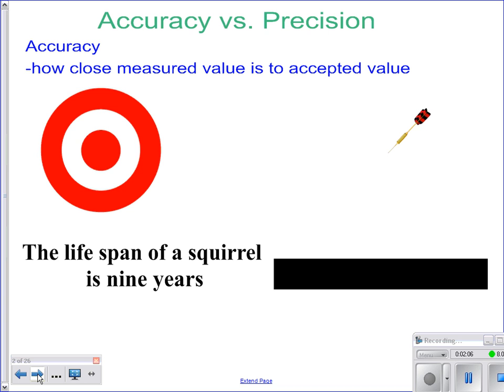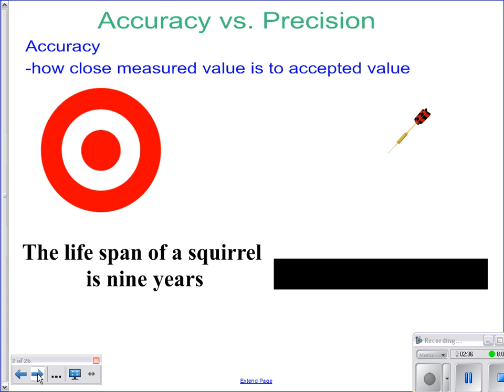Then we want to look into some definitions. When we're looking at numbers, we want to think about what those numbers mean. We want to look at the accuracy of something and also the precision of something. So there's a space on your notes. These videos are always going to be customized to the notes that you receive in class. The first thing we want to think about is what accuracy is. That is how close a measured value is to an accepted value.